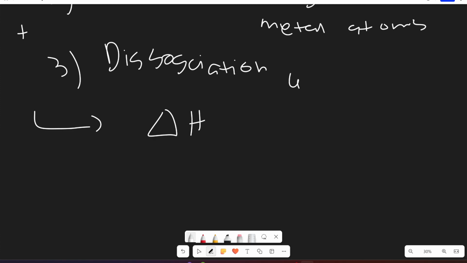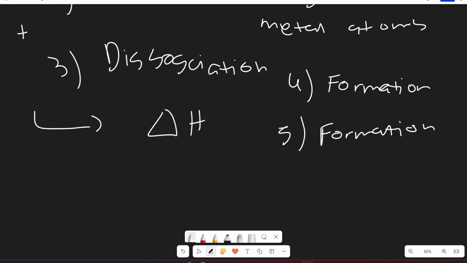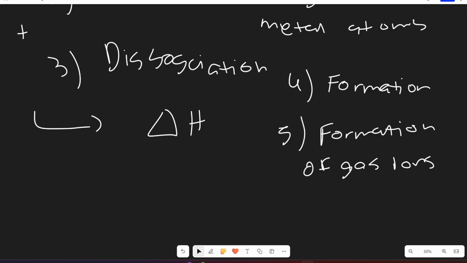Step 4 is the formation of the nonmetal ion, which is usually an exothermic process. So you dissociate the nonmetals, and then you form those ions, and then you have the formation of the solid. Essentially, this is going from gas ions to solid here. This is also generally exothermic, because at the end of the day, we're forming bonds.